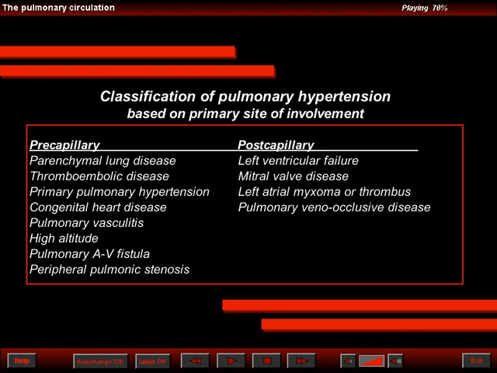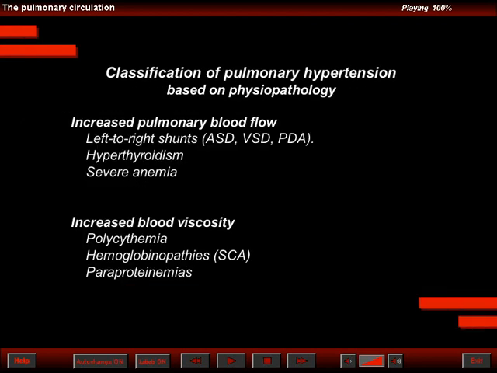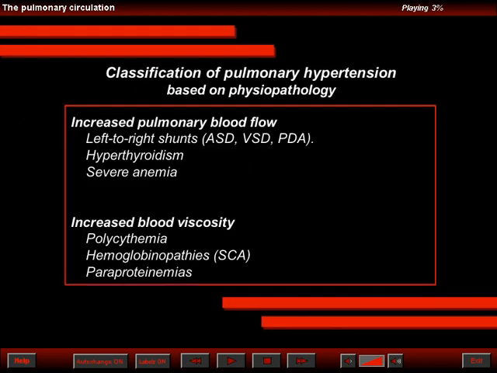The postcapillary group are related to cardiac decompensation, mitral valvular disease, left atrial myxoma or thrombus, and pulmonary veno-occlusive disease. The physiologic classification of pulmonary hypertension starts with increased pulmonary blood flow. This is the result of a left to right shunt, such as ASD, VSD, PDA.